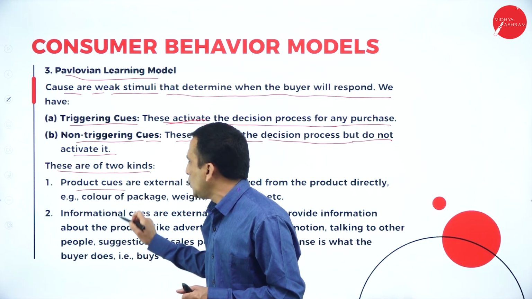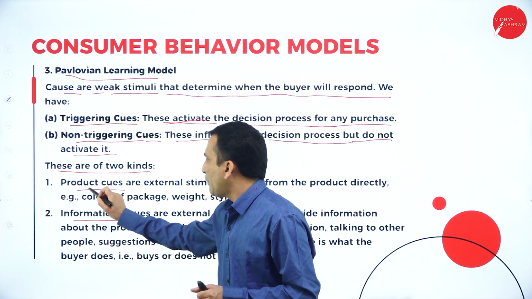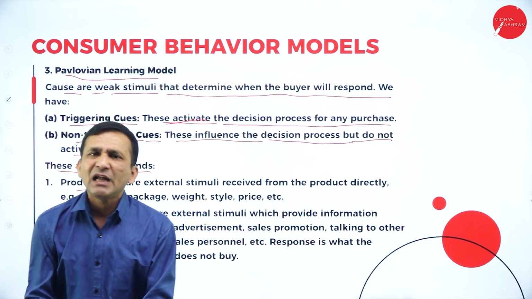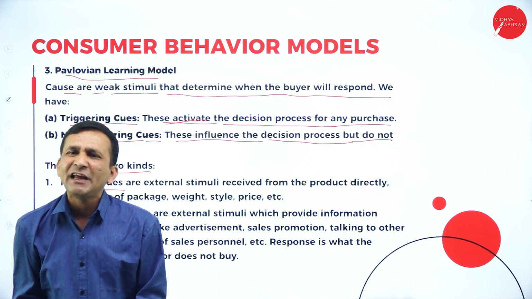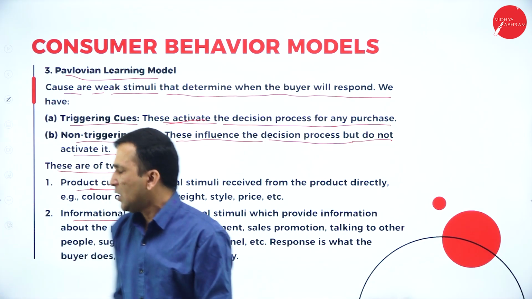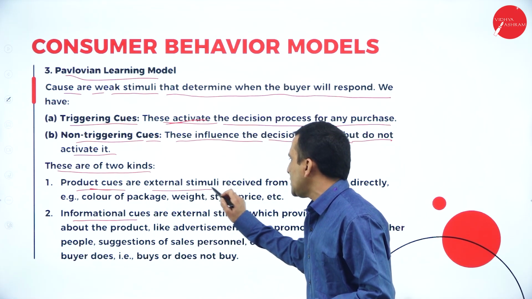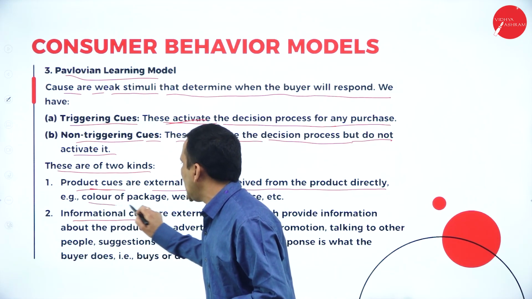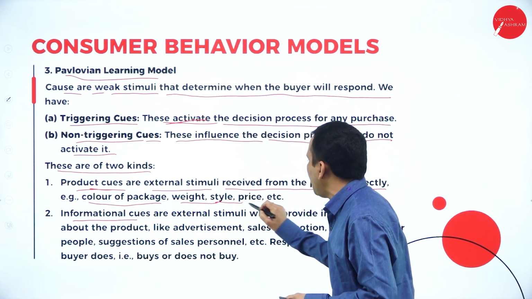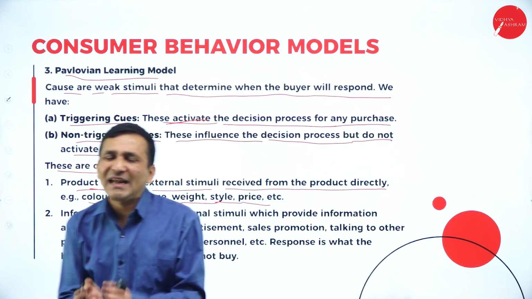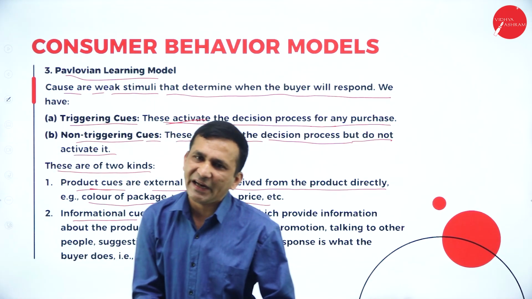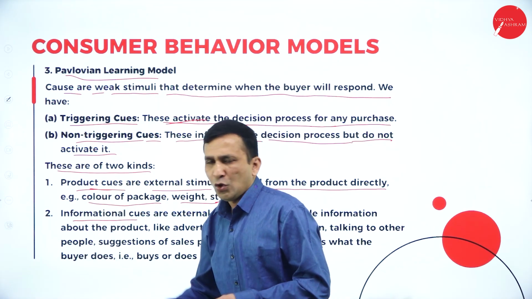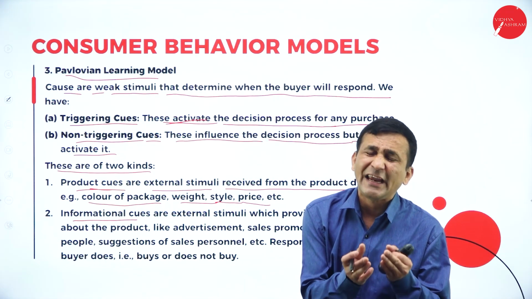One is product clue and the other is information clue. Product clue means every customer or consumer is collecting information from an external source, the external stimuli received from the product directly. That is color of package, weight, style, price, because the consumers are getting an idea and information from the external source. That is a product clue. There are too many products, so how do they get to know?